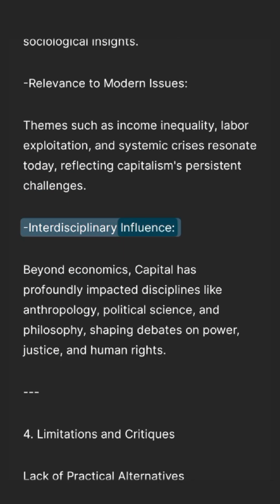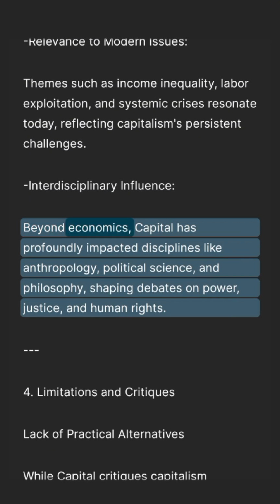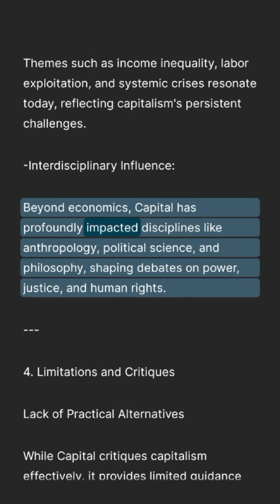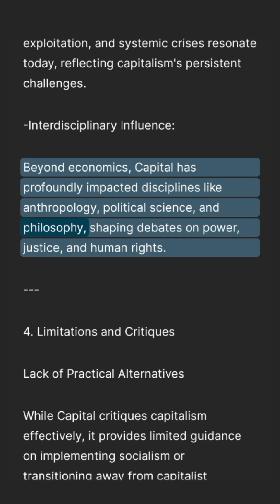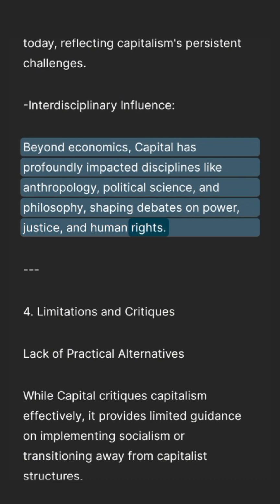Interdisciplinary influence. Beyond economics, Capital has profoundly impacted disciplines like anthropology, political science, and philosophy, shaping debates on power, justice, and human rights.